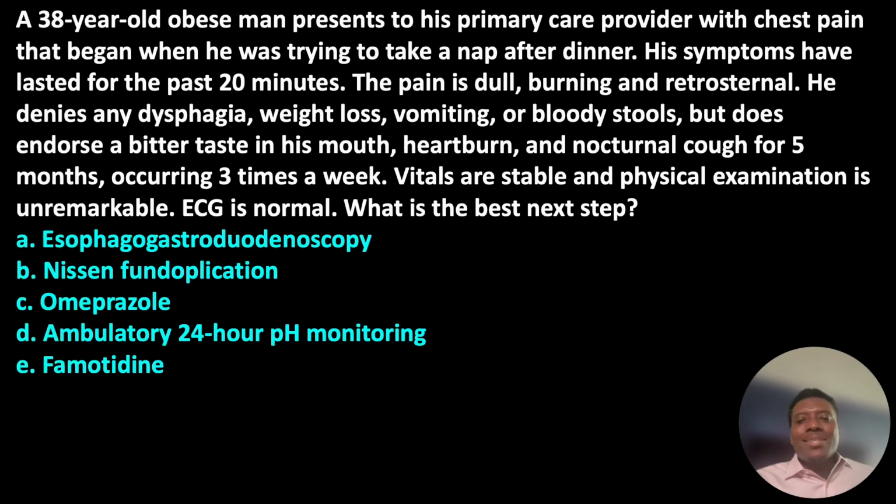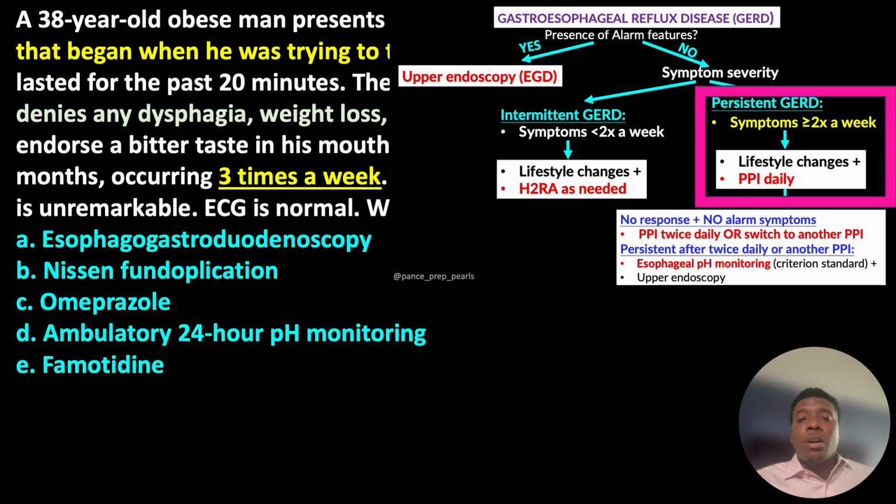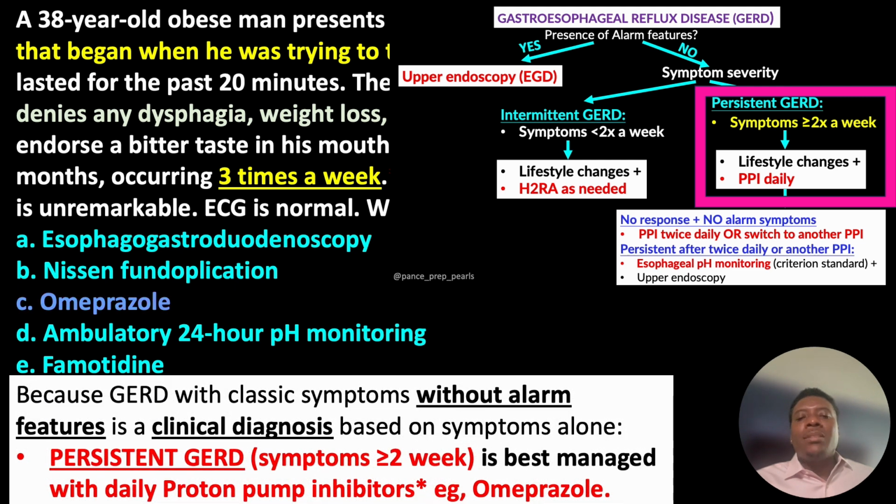So what is the best next step? In this case here, this patient has symptoms of classic GERD. Very importantly, they have no alarm symptoms. If it's classic GERD, you want to focus on the frequency and the severity of GERD. In this case, since it's more than 2 times a week, that'll be hallmark for persistent GERD. If it's persistent GERD without alarm features, you want to do lifestyle modifications and a daily proton pump inhibitor such as omeprazole for classic GERD that is persistent without alarm symptoms.